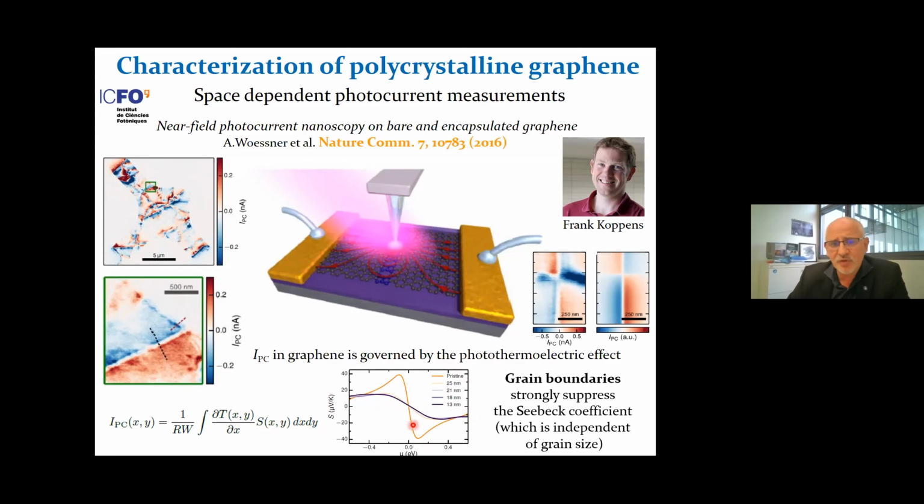So this impact of the grain boundary is actually reflected in the photocurrent, and here you see a simulation of this photocurrent compared to the experimental data. So that's a nice characterization, which is really at the local scale.